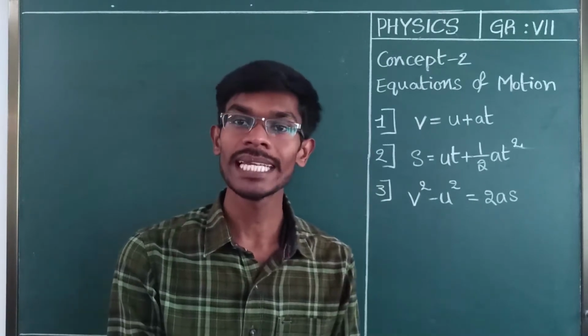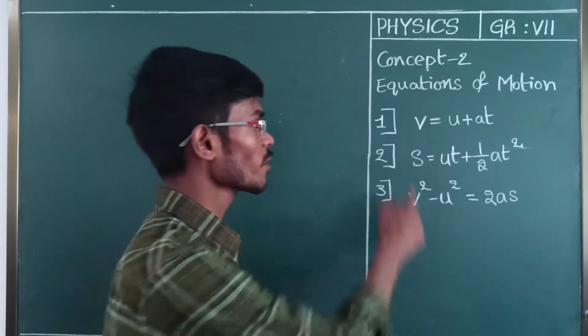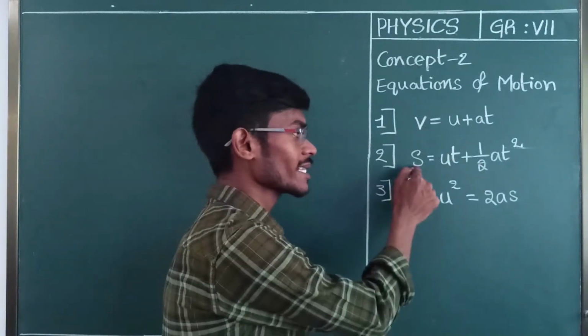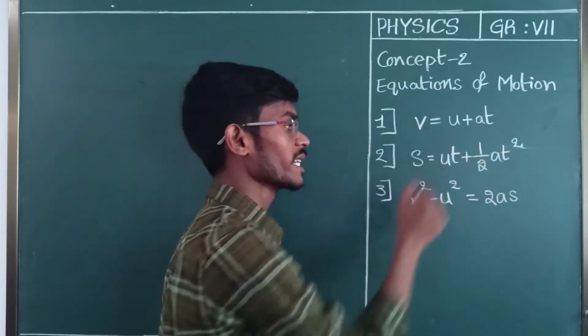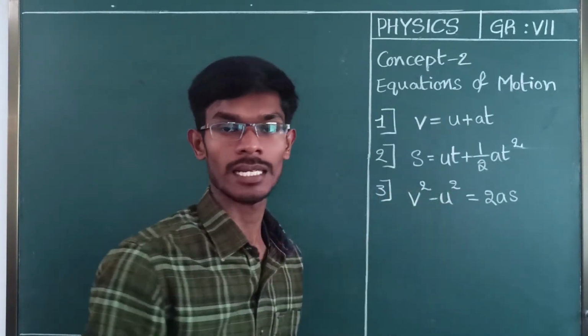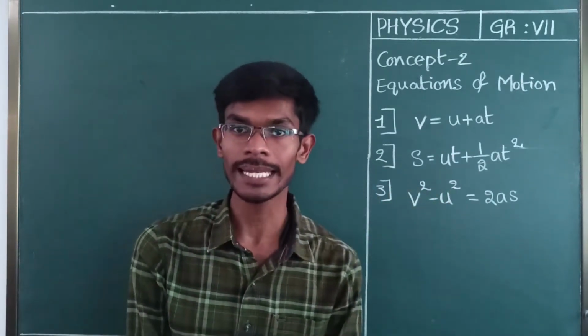Here we have three equations of motion. The first one is v = u + at. The second one is s = ut + half at squared. The third one is v squared minus u squared equals 2as.